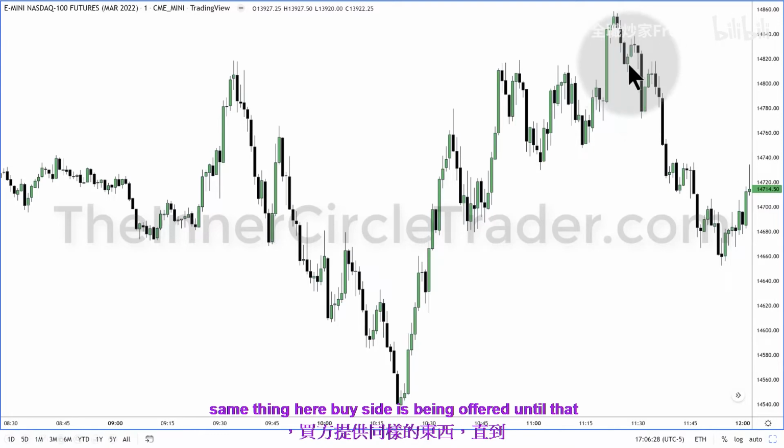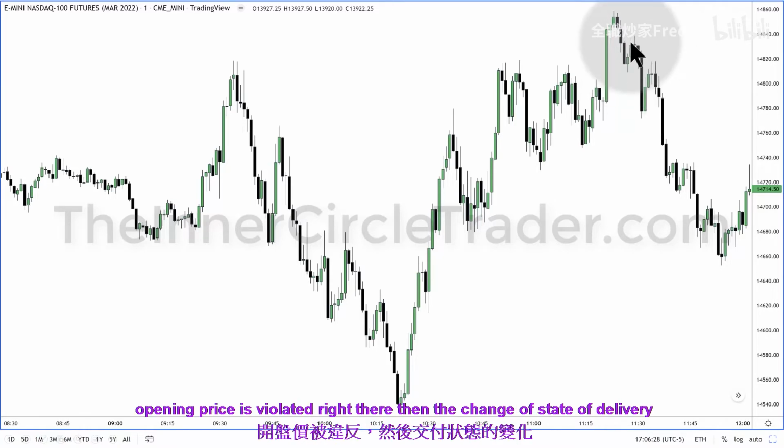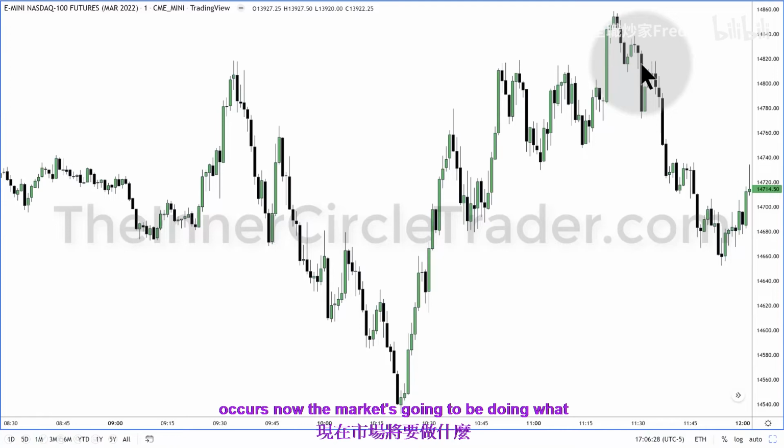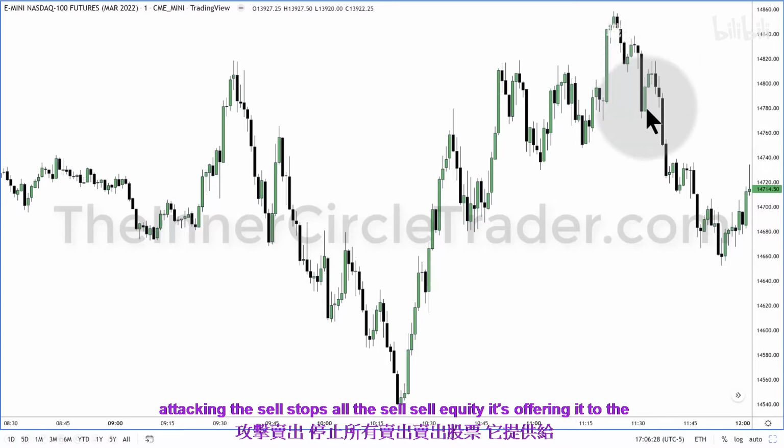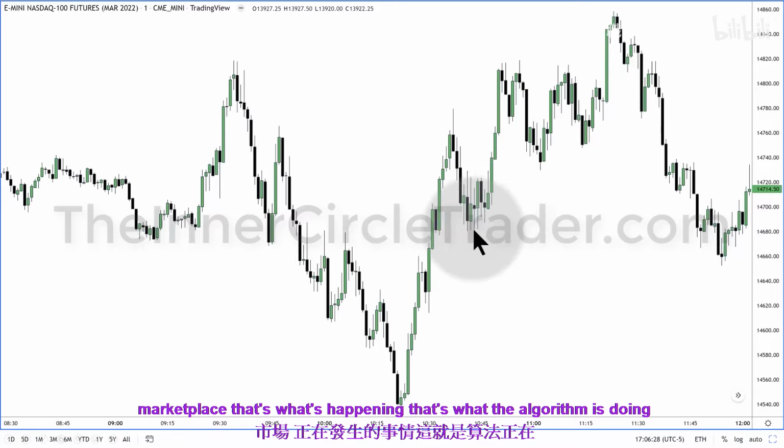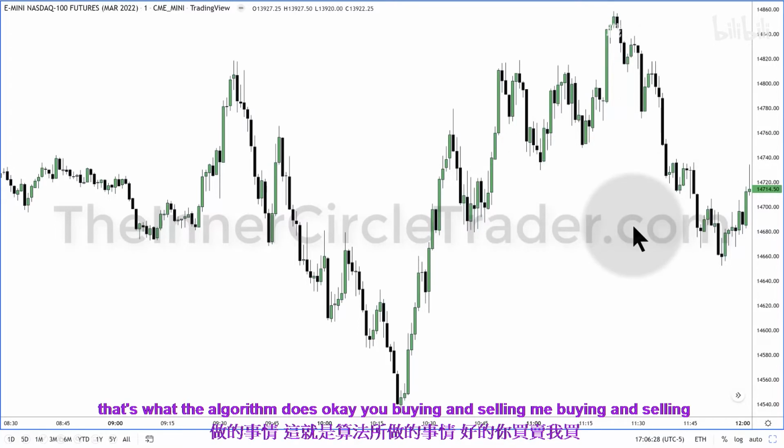Same thing here. Buy side is being offered until that opening price is violated right there. Then the change of state of delivery occurs. Now the market's going to be doing what? Offering sell side liquidity. What's that mean? It's going to start going lower and attacking the sell stops, all the sell side liquidity. It's offering it to the marketplace. That's what's happening. That's what the algorithm does.